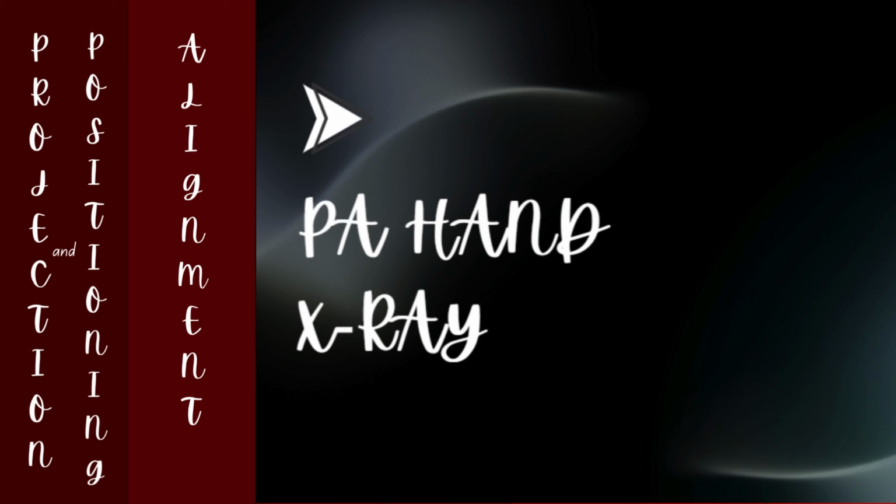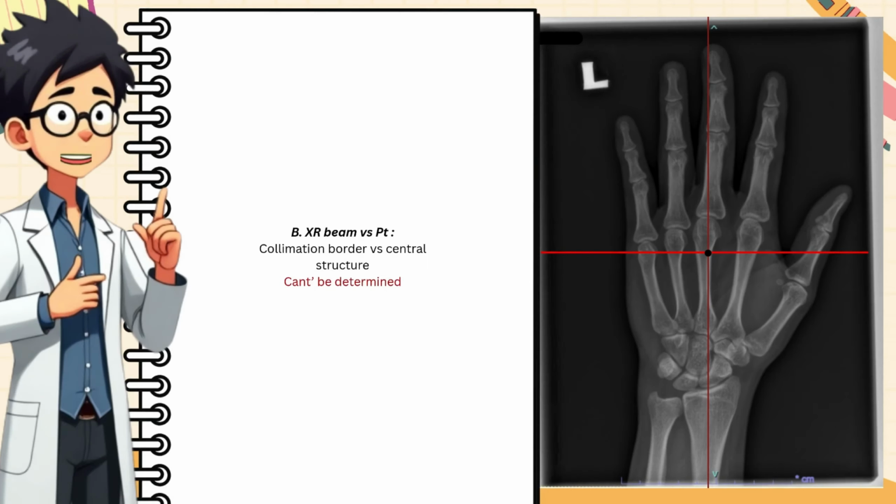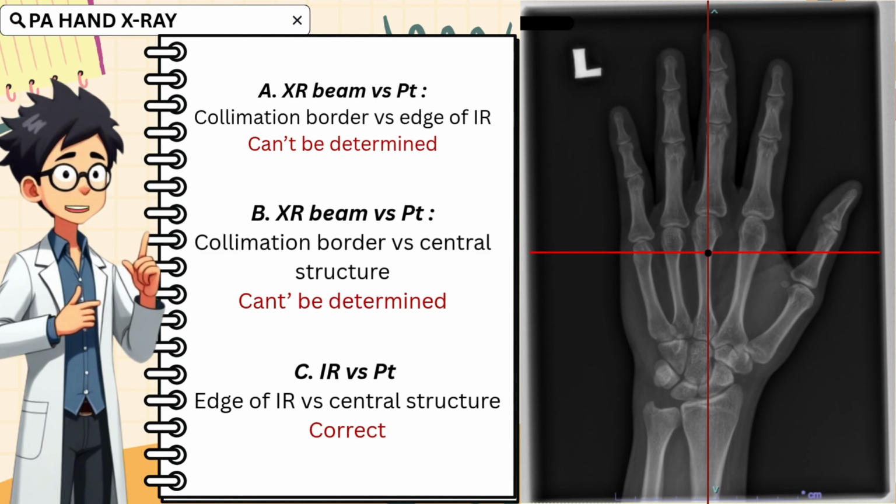Now, let's talk about alignment. There are 3 key components to consider when evaluating alignment in a radiographic image: the alignment between the X-ray beam and the image receptor, the alignment between the X-ray beam and the patient, and the alignment between the image receptor and the patient.